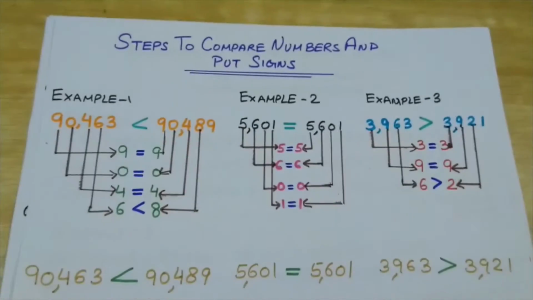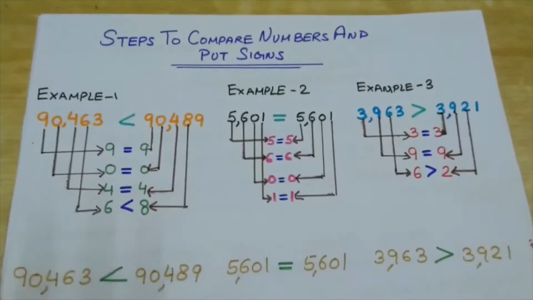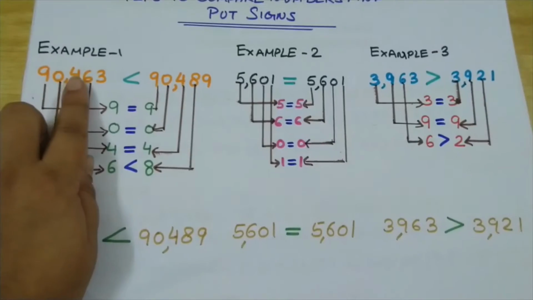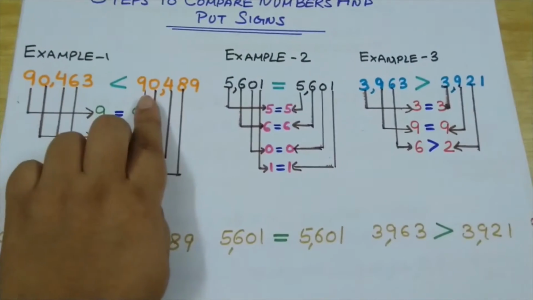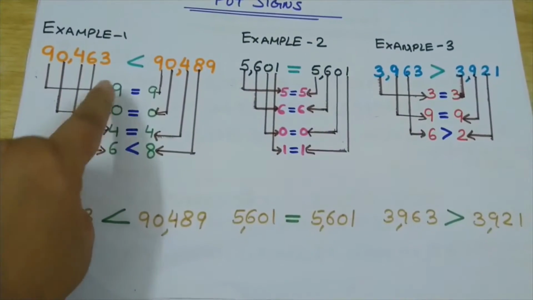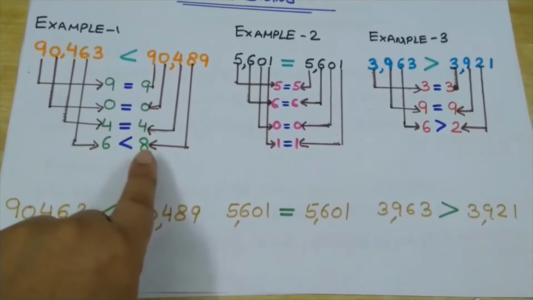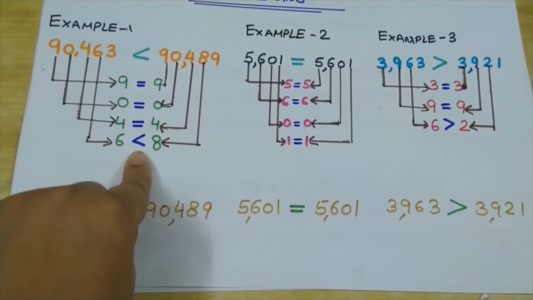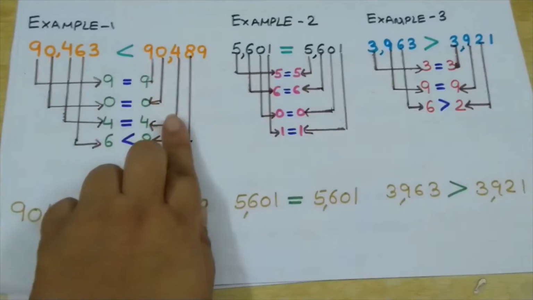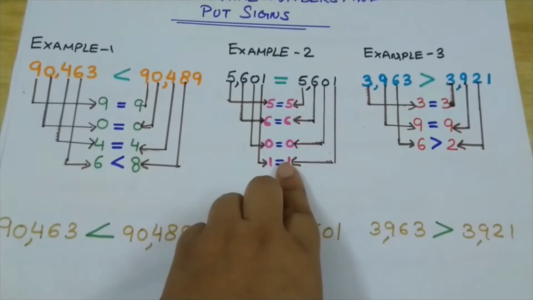Now, we'll understand this on a greater scale, step by step, to compare the numbers and put the sign. Let's take this example. 90463 and 90489. I have written down all the numbers. 9 is equal to 9, 0 is equal to 0, 4 is equal to 4, 6 is less than 8. Which sign have I put over here? Yes, the less than sign. That means this number is less than this number. Correct. Now let's move on to example number 2.